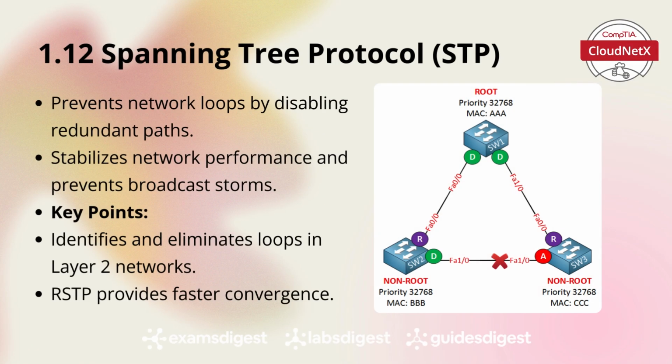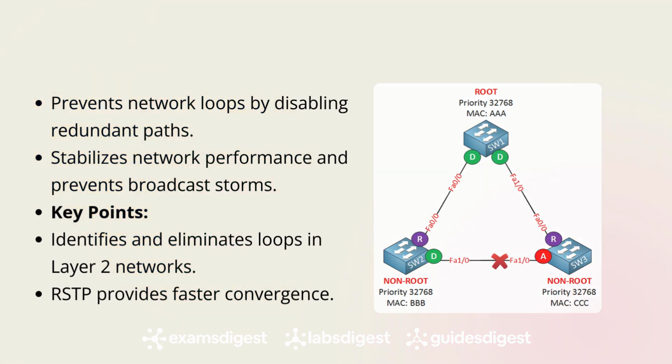When multiple switches are interconnected, there's a risk of network loops, which can cause broadcast storms and degrade performance. Spanning tree protocol solves this problem by creating a loop-free logical topology. STP achieves this by identifying and disabling redundant paths while maintaining alternative routes for redundancy.